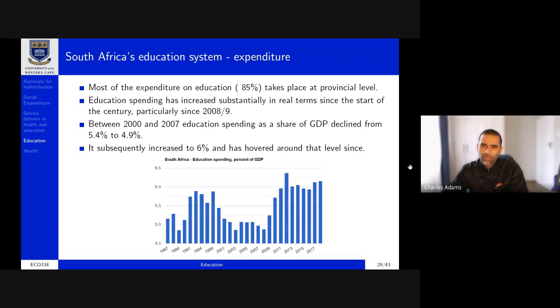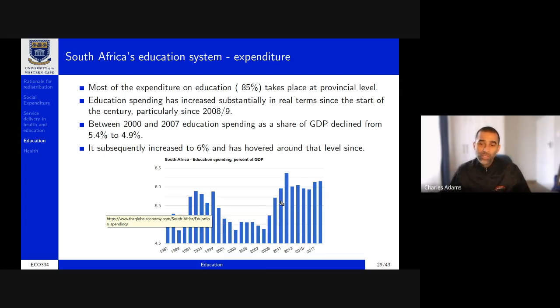So as I mentioned, after Zuma came into power, our social expenditure sort of ramped up somewhat. And between 2000 and 2007, education expenditure as a share of GDP declined somewhat. So this is as a share of GDP, not in real terms or in absolute terms. And then it subsequently increased to 6% and has since hovered around that level. So this chart shows you the education expenditure as a share of GDP from between 1987 and 2017. So it went up somewhat pre-apartheid. Then, as I mentioned, we had to consolidate our public finances post 1994.